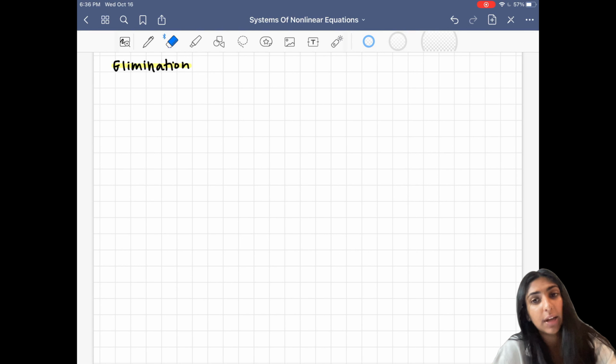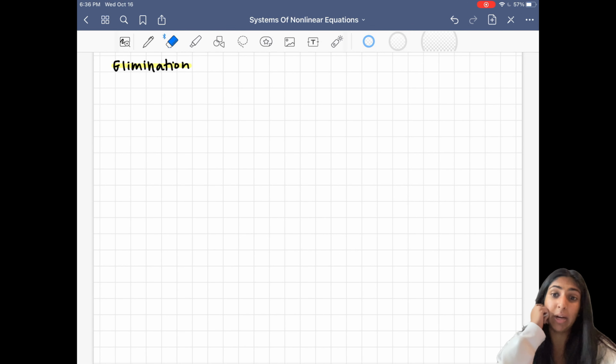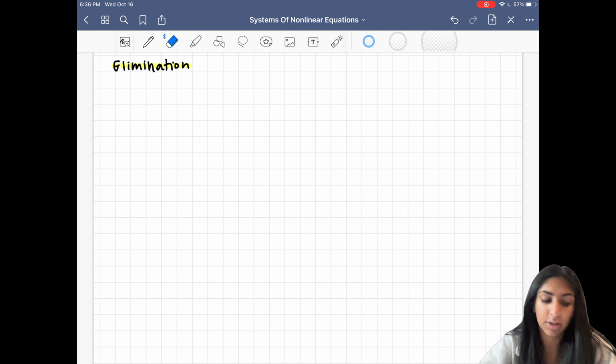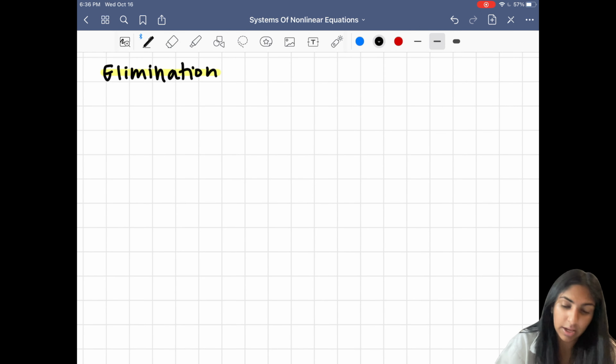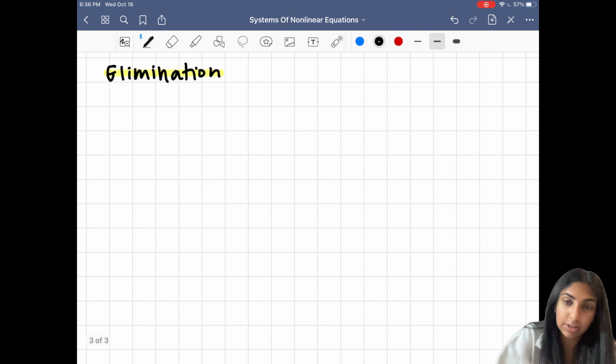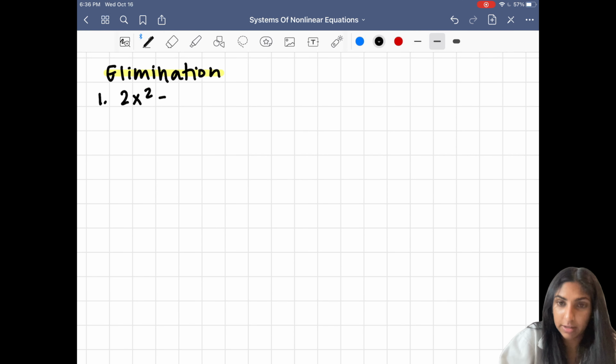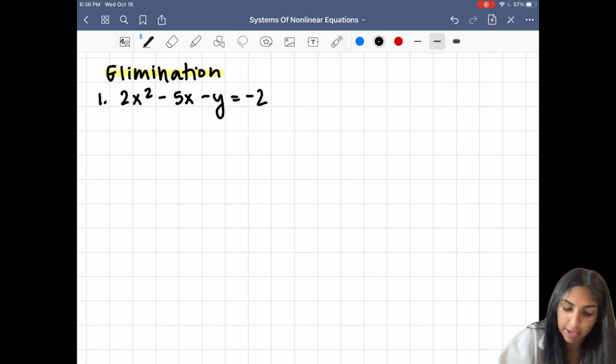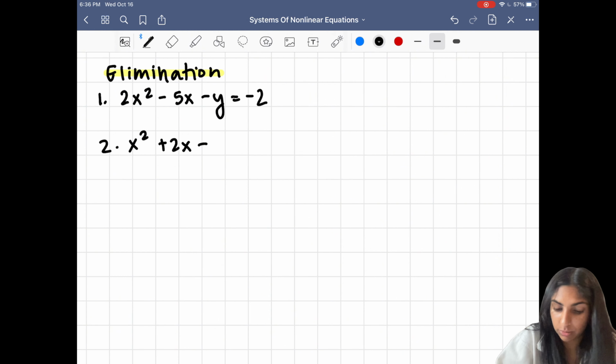Okay, now let's look at solving systems by elimination. So this method works well when adding or subtracting the equations cancels out one of the variables. So let's take an example. Let's take this system where the first equation is 2x squared minus 5x minus y equals negative 2. And the second equation is x squared plus 2x plus y equals 0.